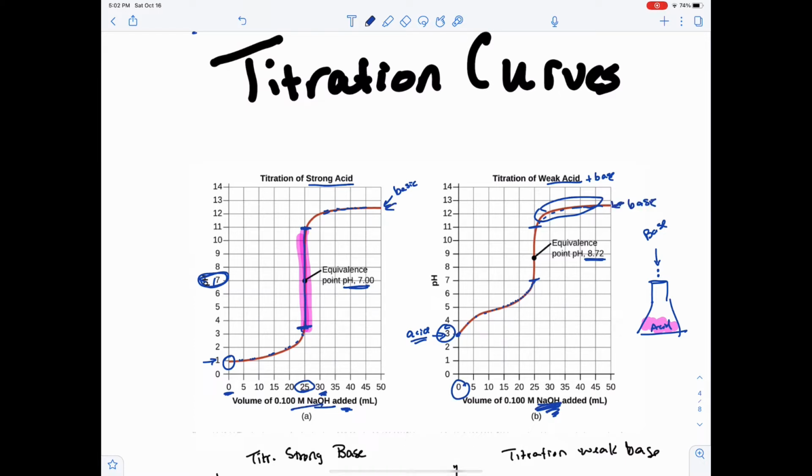Now, when you have something weak involved, it's got a shorter range where the pH changes really fast. It happens in a shorter range of values than the strong one. So if you're trying to figure out which is which, the shorter range is the one that's going to be the weak acid and the strong base. Notice again, the bottom section is how many milliliters have been added in.